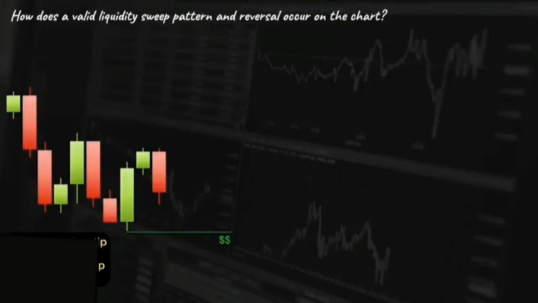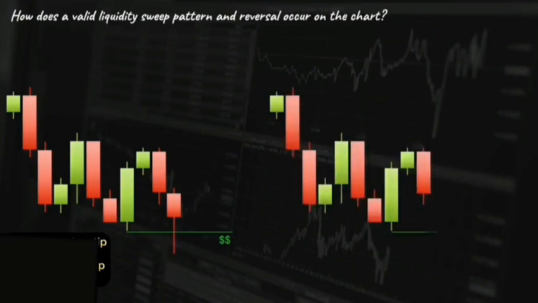Imagine that below the lowest point of this wick is where the liquidity exists. So in a valid liquidity sweep pattern, we want to witness a wick breakthrough at this level and immediately close above the range. Or we can have only one candlestick close below this line, and then the next candle should immediately close back inside the range.